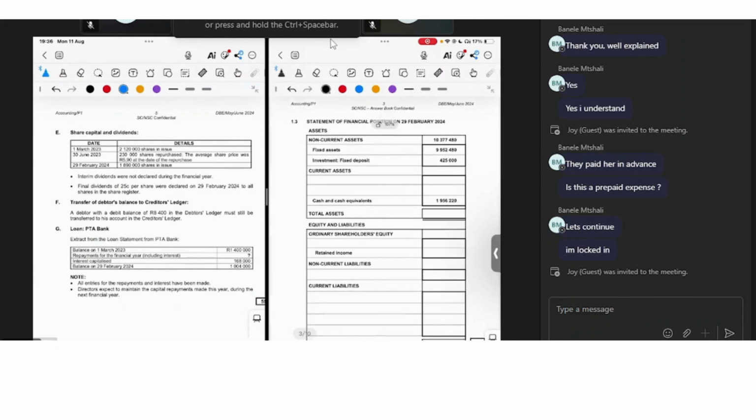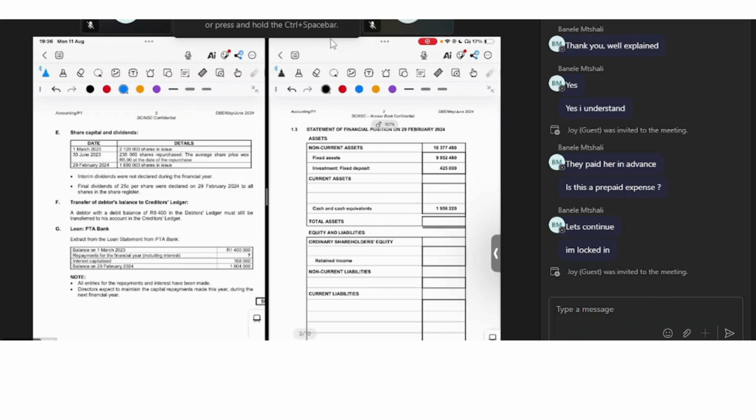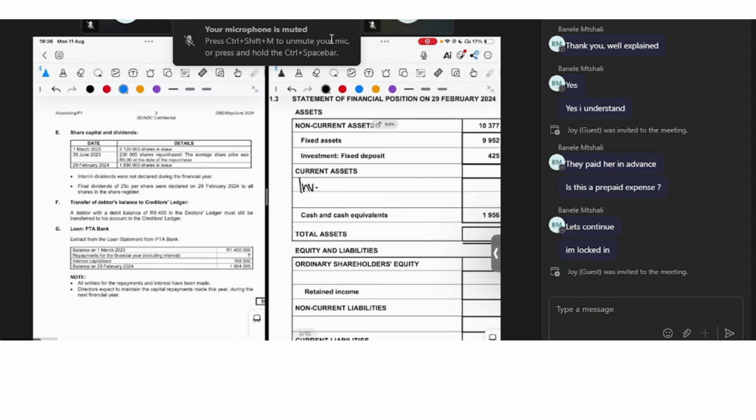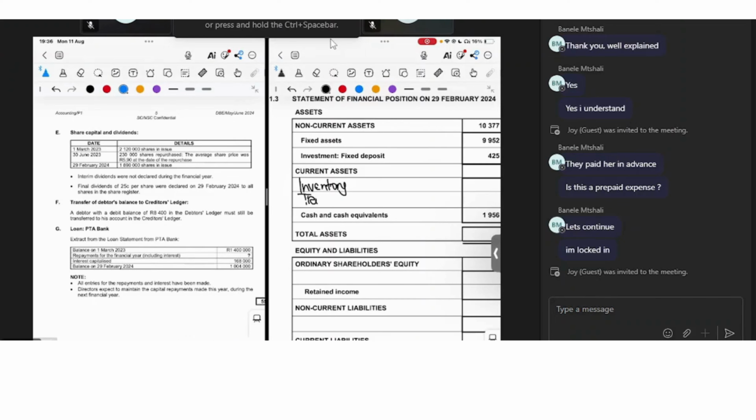Okay, the statement of financial position. So they've completed some parts for us, but they haven't done other parts. So we need to do that. What's important here is to look at the statement that's been given. You need to know the format. So just write down the format. The format is not going to change. It starts with non-current assets, then you have your fixed assets, and then your investments. Financial investment is usually a fixed deposit. Then your current assets, that's where you have your inventory and your trade and other receivables.